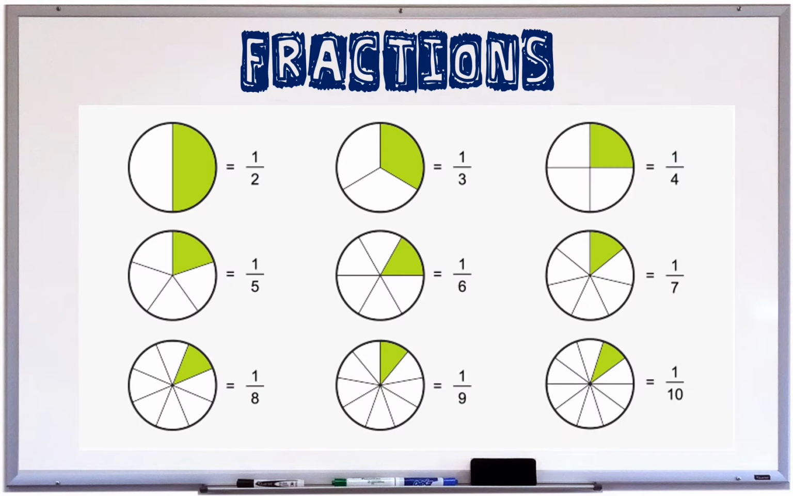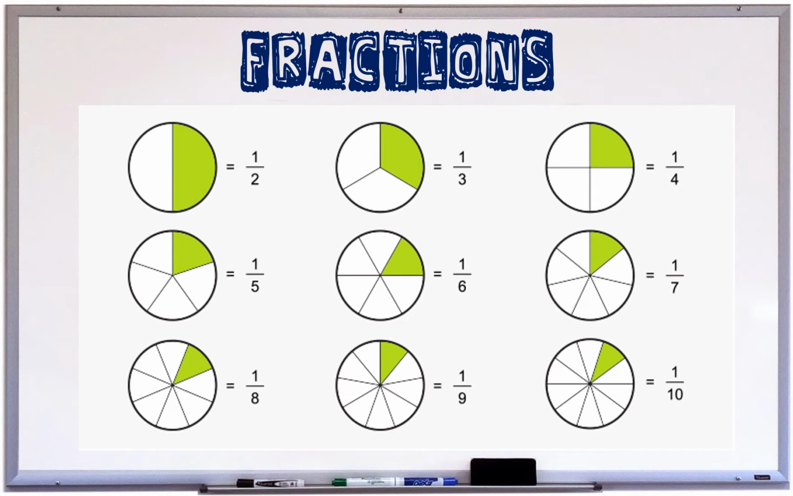Fractions. We all love fractions. Let's go through these fractions on the page. The first one we have is 1/2, 1 over 2, and then 1/3 and 1/4, 1/5, 1/6, 1/7, 1/8, 1/9, and 1/10. They are all fractions. Fractions of a whole.